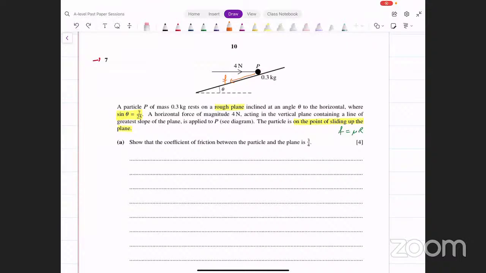ठीक है. अच्छा, show that the coefficient of friction between the particle and the plane is 3/4. All you have to do is find out all the forces and resolve them and equate opposite forces. Equilibrium है ना, limiting equilibrium है, लेकिन है तो equilibrium. Opposite forces को equate कर देंगे. Let's figure out all the forces first that are acting on this particle.